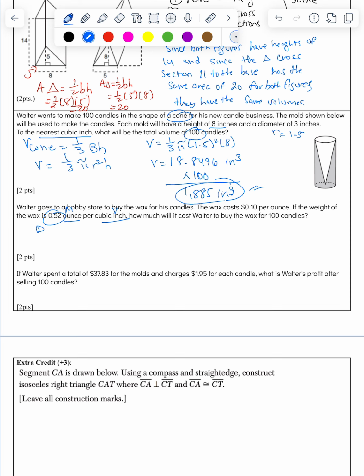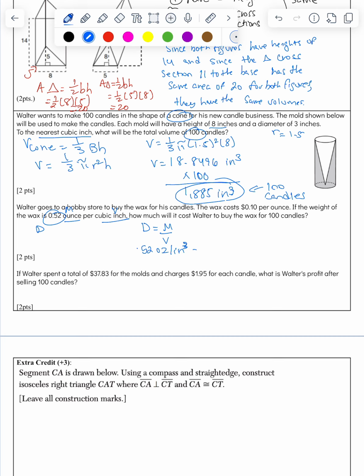So remember, we already have the volume for 100 candles. So in this part, there's no need to multiply by 100 because the volume that we're going to be sticking into our density formula is already for 100 candles. So we're going to find the cost for 100 candles. So density is mass over volume. So the density that they give us is 0.52 ounces per cubic inch.